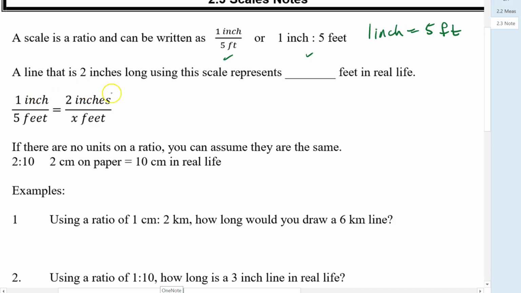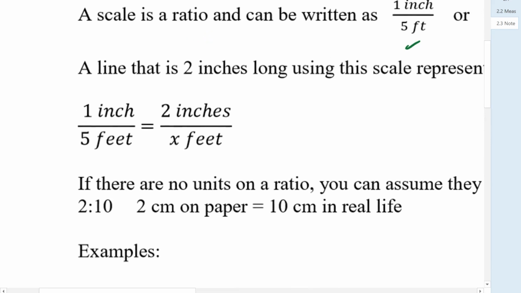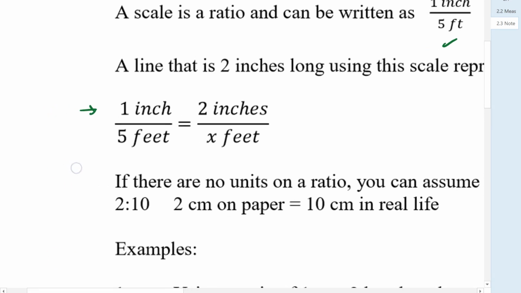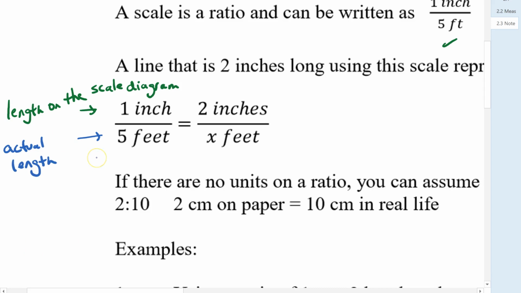It says a line that is 2 inches long using this scale represents how many feet in real life. So I took this scale and I made a proportion out of it. Now let's just analyze this for a second. The top, the numerator here, represents the length on the scale diagram. So for example, it could be the length on the map. The bottom part here represents the actual length.